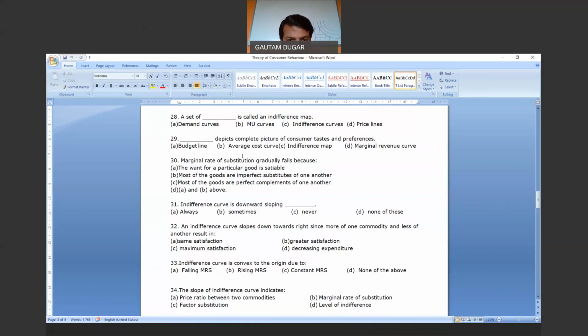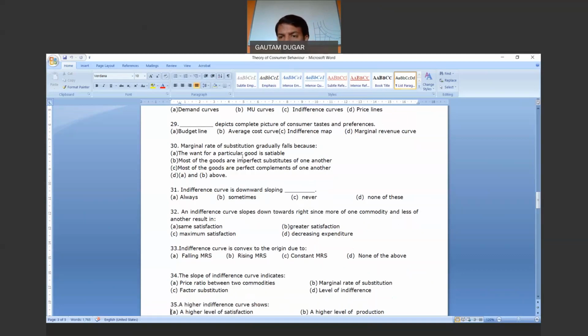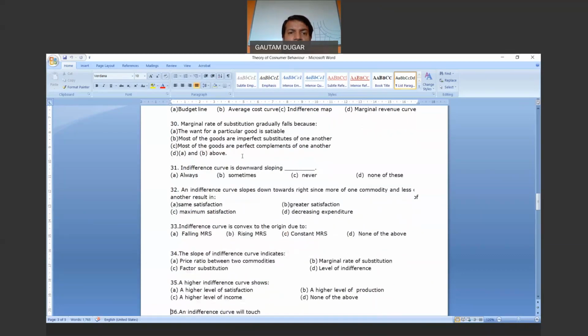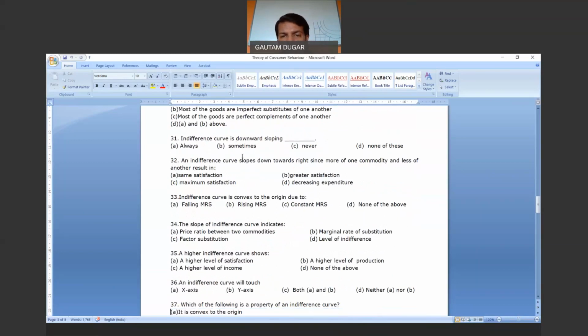Yes, one more thing, Vidushu, you're right. It's option D. The one for a particular good is attachable, and option B, A and the right answer. Next, an indifference curve is downward sloping, obviously, always. 32, an indifference curve slopes down towards the right because more of one commodity and less of another results in the same satisfaction. 32 is A.